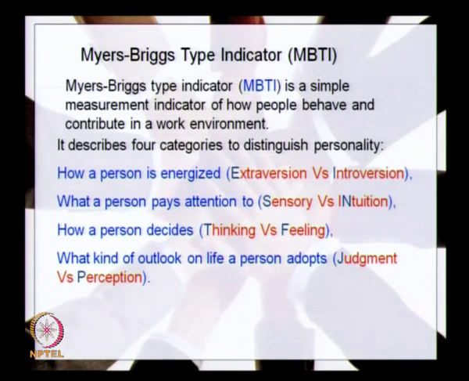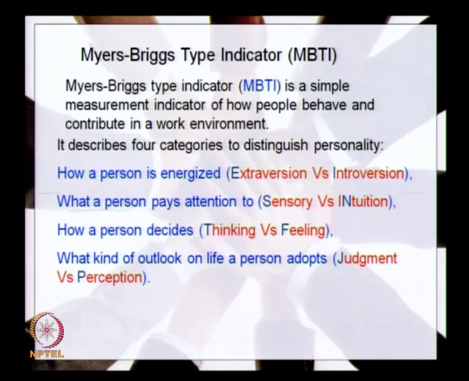Then what a person pays attention to, that is the next category: sensory versus intuition. Someone believes in their senses, takes the data from the senses and other sources and pays attention to those, but others will pay attention to their intuition. They do not take the information coming directly through their senses, they apply their own intuition and then try to get the information from that. So that is what a person pays attention to, sensory or intuition.